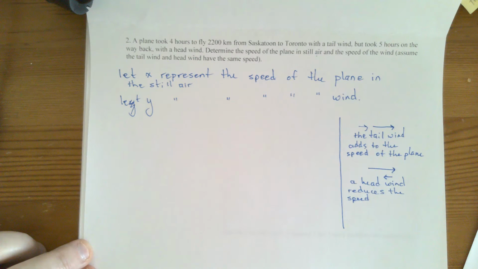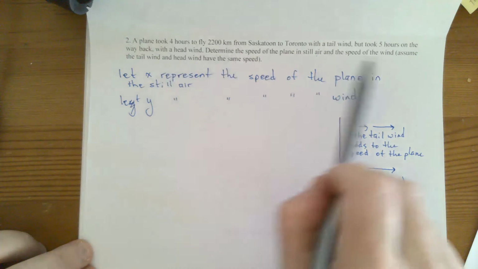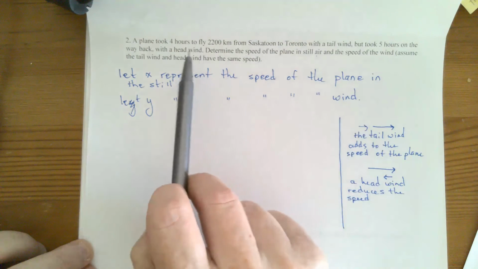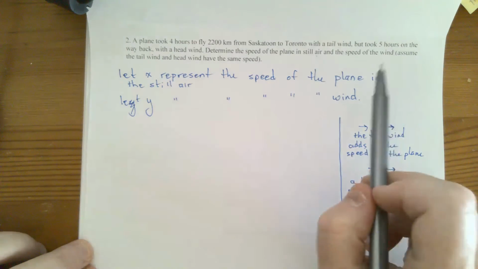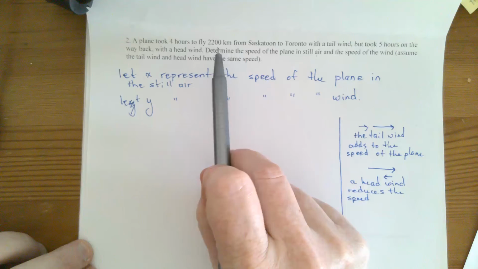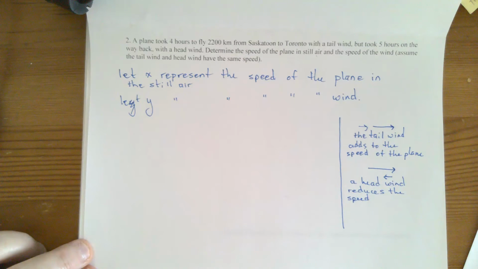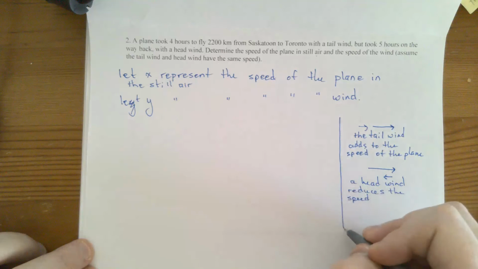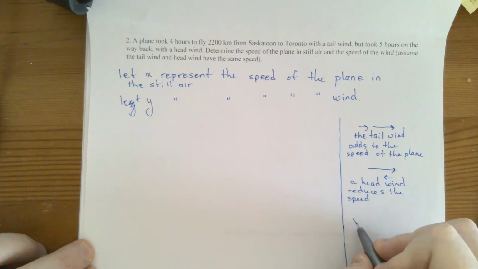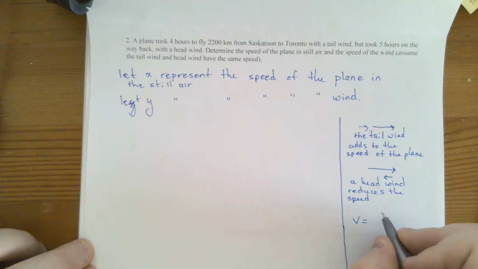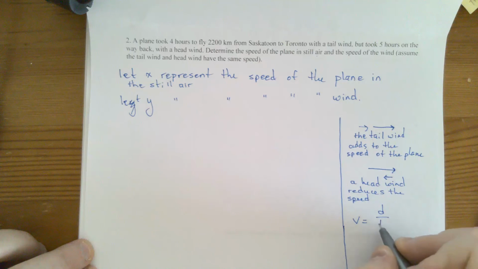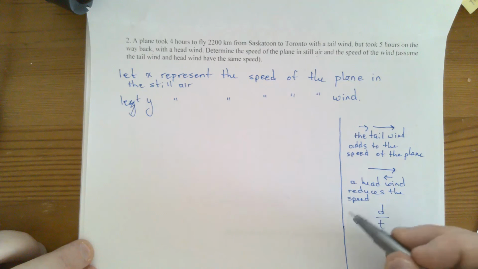So if we think about our equations, we don't actually have anything in terms of speed, but what we do know is it takes 4 hours to fly 2,200 kilometers, and 5 hours to fly 2,200 kilometers on the way back, so we have time and distance. I just want to remind you of a formula you have used in science and probably already in math: speed is equal to distance divided by time. If you know the distance and the time, then you can determine the speed.